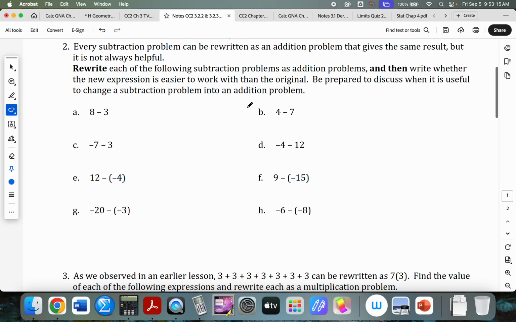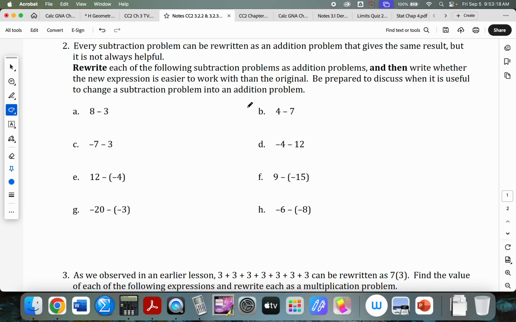So every subtraction problem can be rewritten as an addition problem that gives the same result, but it's not always helpful. This is the problem with sometimes in math, people will learn a rule and they apply it all the time, and that's fine, but sometimes it's not particularly helpful to do it. So we're going to rewrite each of these as an addition problem, and then decide whether the new expression is easier to work with than the original. Be prepared to discuss when it's useful to change a subtraction problem into an addition problem.